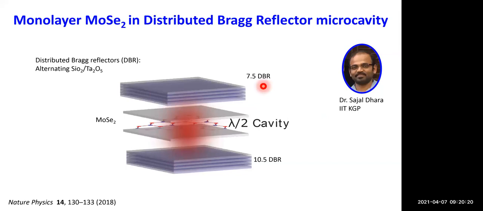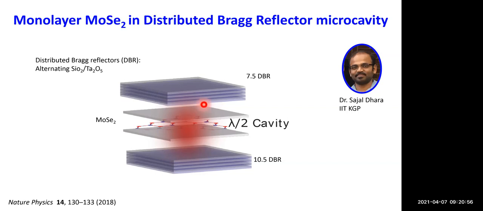So before I begin, most of this work that will be presented in the first section was done in close collaboration with Dr. Sajal Dhara at Rochester. And so this is the illustration of the device that we have. And you can see the microcavity consists of monolayer molybdenum diselenide. And this is sandwiched between two silicon dioxide layers, which forms your cavity system. And this is again placed between distributed Bragg reflectors made with alternating SiO2 and Ta2O5 layers.